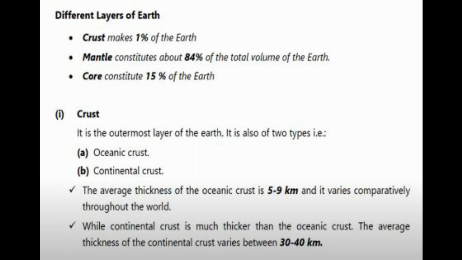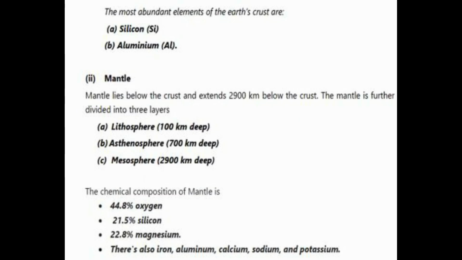Crust. It is the outermost layer of the Earth. It is of 2 types: oceanic crust and continental crust. The average thickness of the oceanic crust is 5 to 9 km and it varies comparatively throughout the world, while continental crust is much thicker than the oceanic crust. The average thickness of the continental crust varies between 30 to 40 km. The most abundant elements of the Earth's crust are silicon, aluminium.